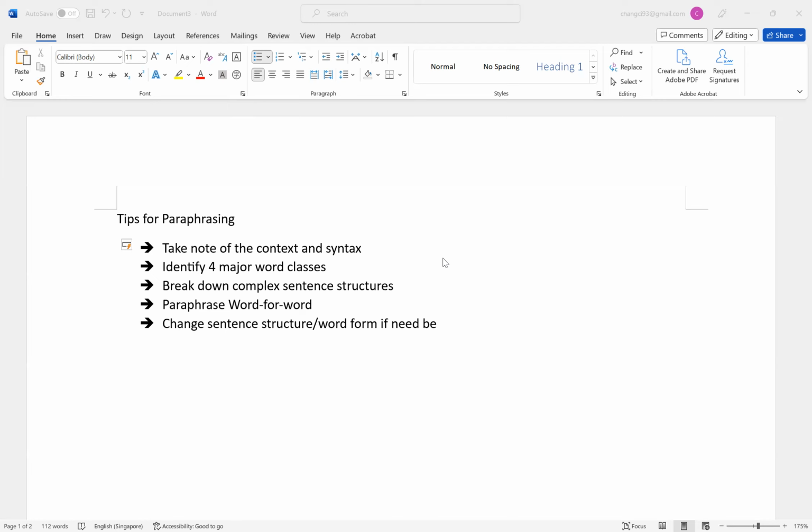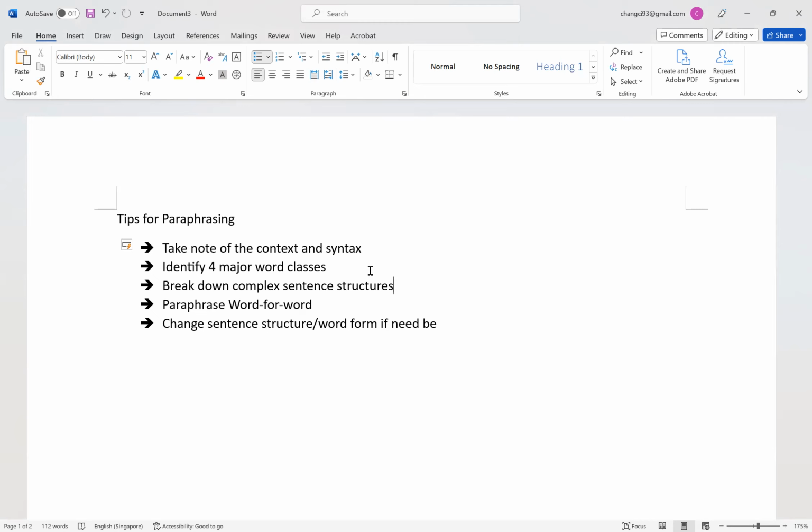Of course, that's assuming that your grammar basics are sound, right? If your grammar basics are not sound, then of course go and work on polishing that first. So when I say tips for paraphrasing, really it's more of a 5-step process. Step one, right, when you encounter any sentence, let's say assuming that you're going to paraphrase a point for summary, you want to take note of the context and the syntax.